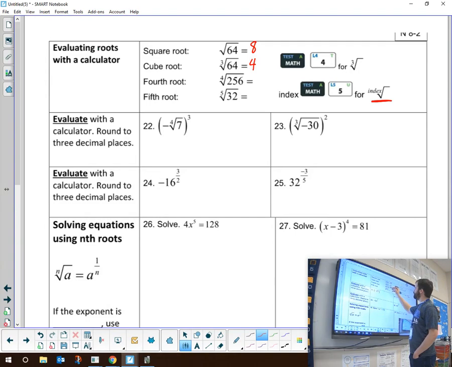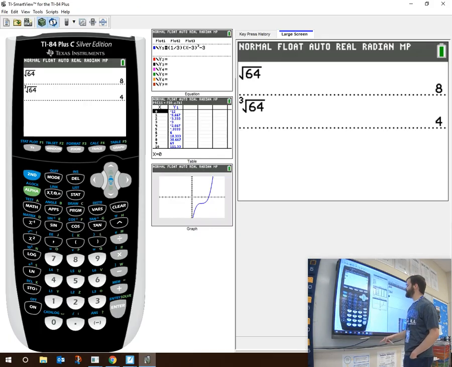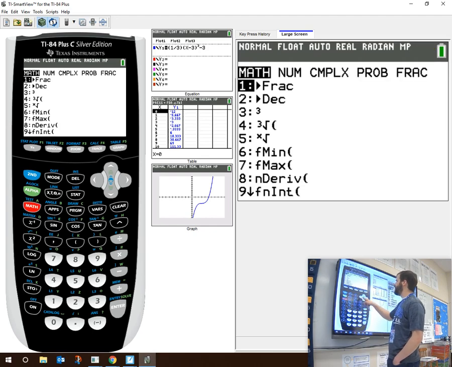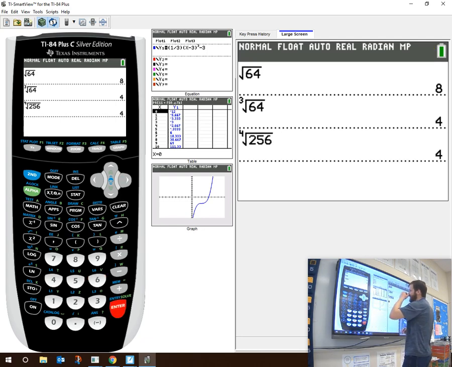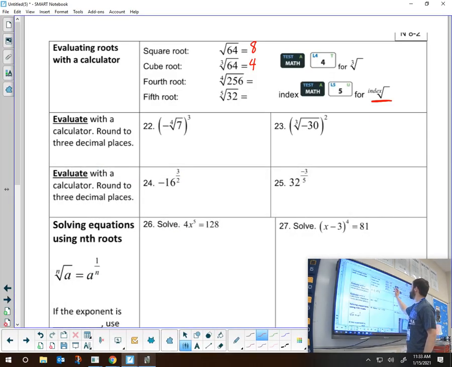But what about the fourth root of 256? To get the fourth root of 256, we have to go math, and then number 5 right here, okay, gives us our root. And we're going to put a 4 up in the top. We're going to go over 1 and plug in 256. And that gives me my answer. The fourth root of 256 is 4.